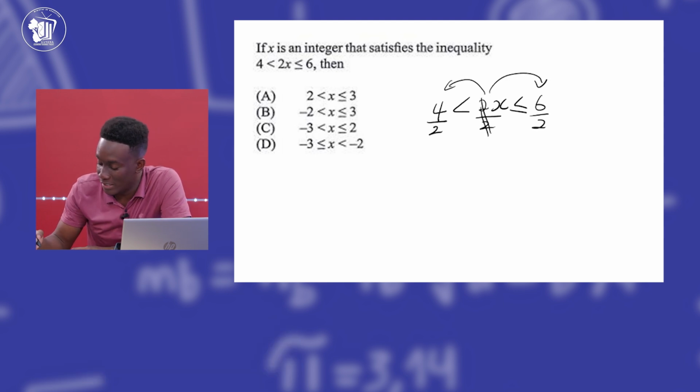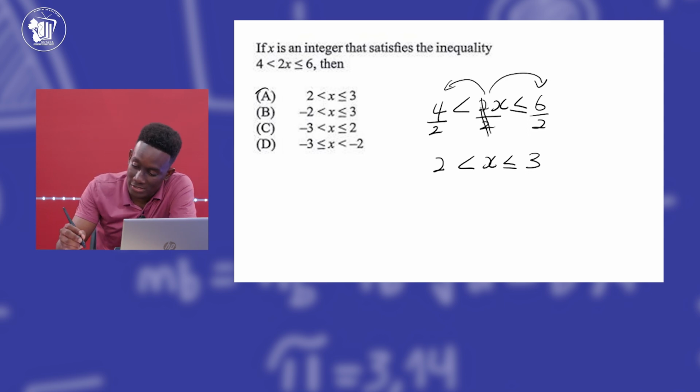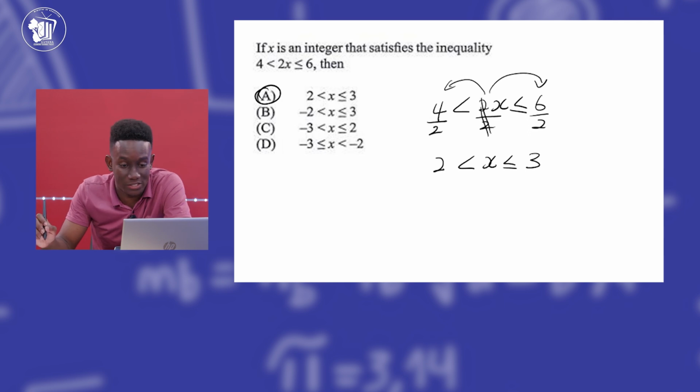So 4 divided by 2 would be 2. So you can say x is greater than 2, but less than or equal to 6 divided by 2, which would be 3. So the answer is x is greater than 2 but less than or equal to 3. So this answer here would be simply A as the answer.